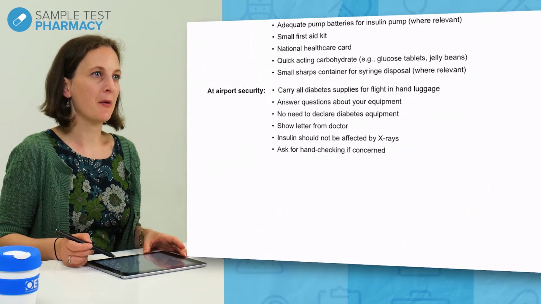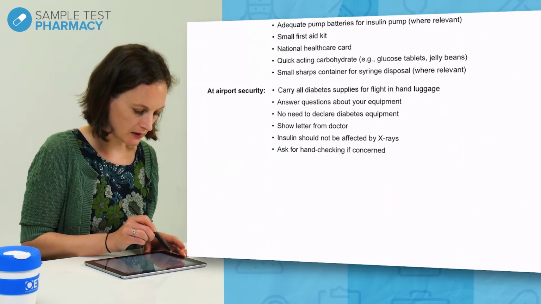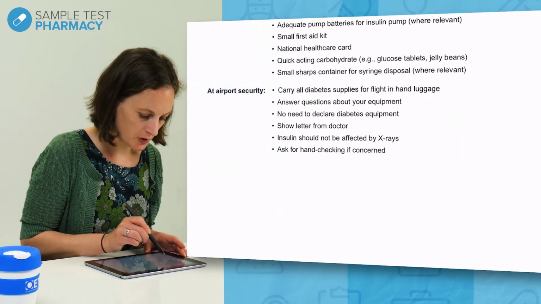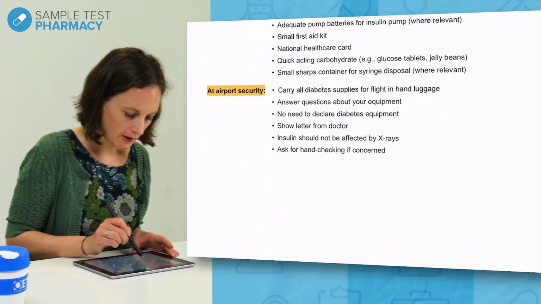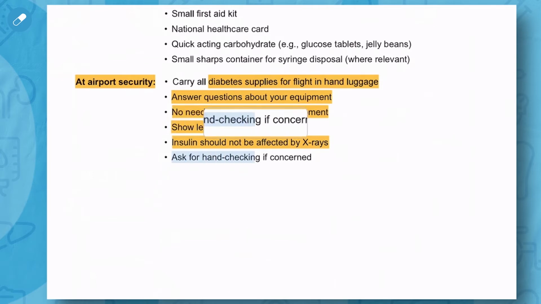Airport security, however, is one of the concerns, so I look at this in more detail and notice several useful pieces of information. For example, to carry the diabetes supplies in the hand luggage, to be prepared to answer questions about the equipment, but there is no need to declare it, to show the letter from the doctor, that the insulin will not be affected by X-rays, and to ask for hand checking if concerned.